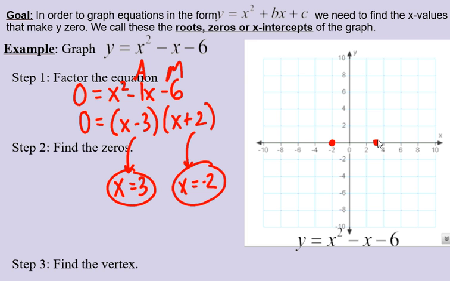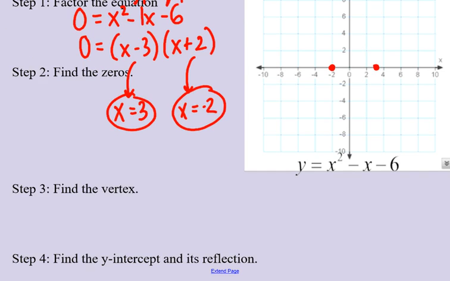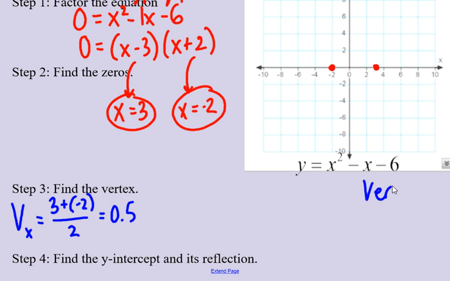Now I need to find halfway between, because that's where the vertex's x-coordinate is going to be located. The vertex's x-coordinate is always halfway between, which is the average. 3 plus negative 2 divided by 2. That's 1 divided by 2. That is 0.5. So I know my vertex has an x-coordinate of 0.5.